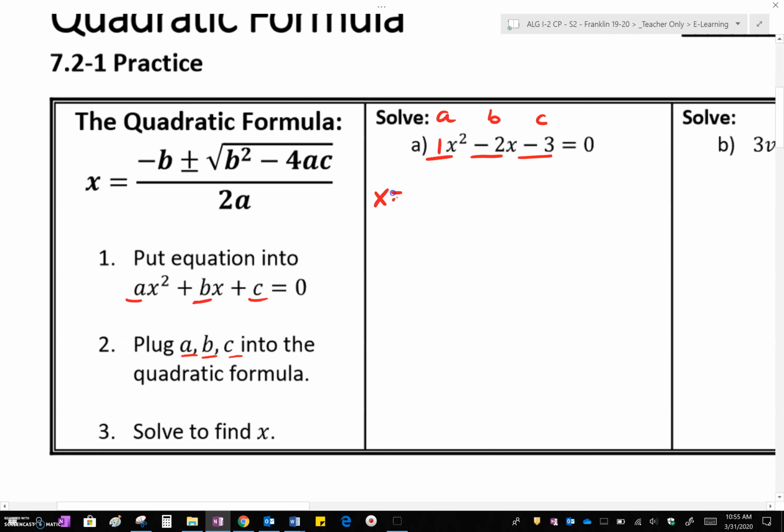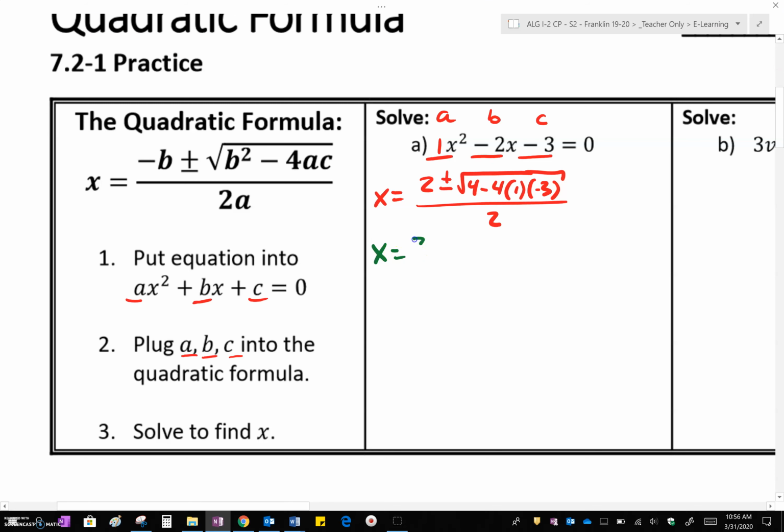So x equals negative b, so the opposite of b. b is negative 2, so negative b is positive 2, plus and minus the square root of b squared, negative 2 squared is positive 4, minus 4 times a, which is 1, times c, which is negative 3, all over 2a, 2 times a, and a is 1, so that's 2. So there's our formula. We've plugged in negative b, and then b squared minus 4ac, all over 2a. From here, all we have to do is solve the equation.